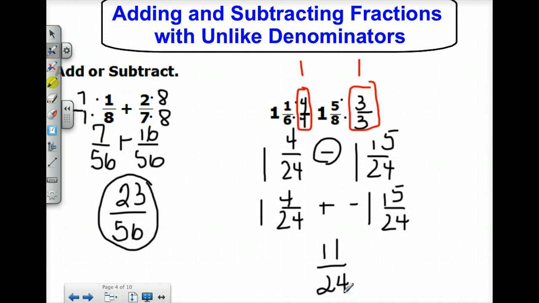Now, trick question. Is the answer positive or is the answer negative? The answer is negative. Now, don't tell me it's because the signs are different. That's your division and multiplication rule. The answer is negative because negative 1 and 15/24 is further from 0 on a number line. Got that? Good.